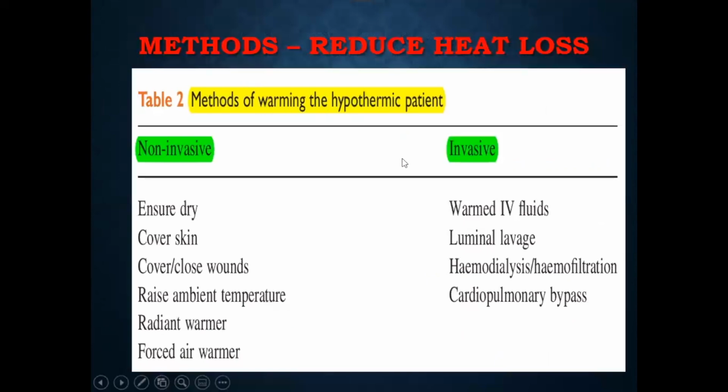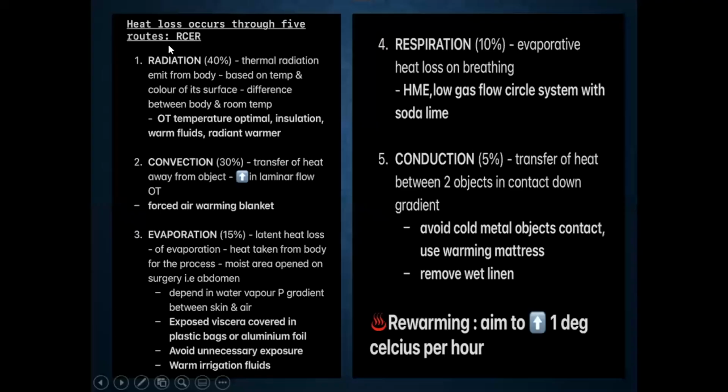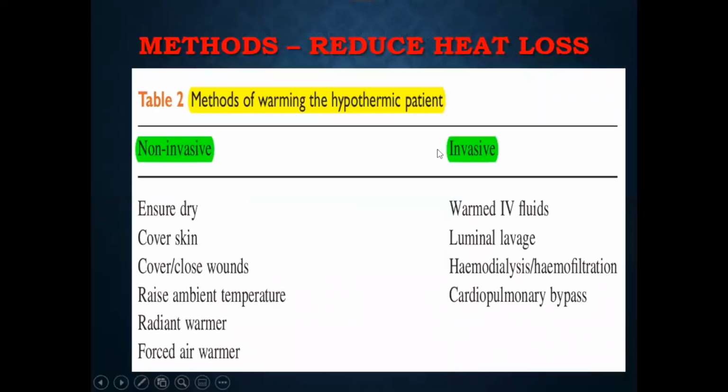Okay, methods of warming a hypothermic patient. I've mentioned the methods according to the heat loss, but in another general way, you can say non-invasive and invasive. Non-invasive: ensure the patient's skin is dry, not wet when they come, no wet linen on top of their body, the gown is not wet. Cover the skin, wrap them with a towel. Cover or close the wounds, don't expose unnecessarily. Raise the ambient temperature, the mean OT temperature. Make sure a radiant warmer, overhead warmer is placed. A forced-air warming blanket is placed.